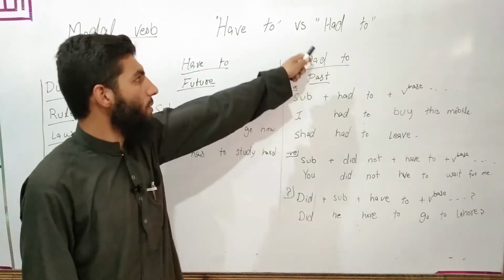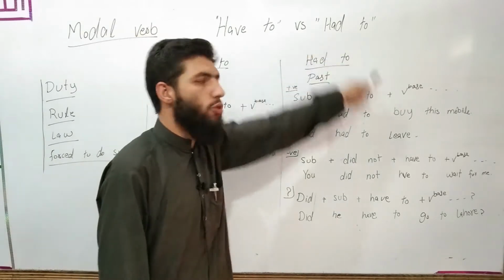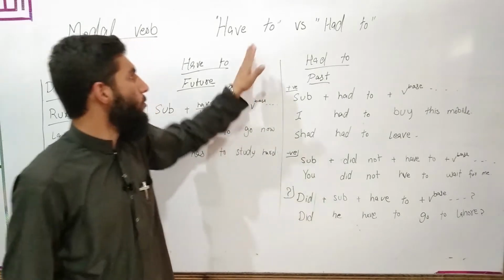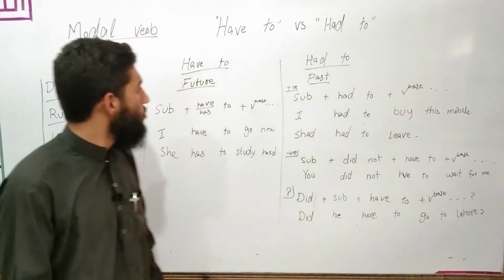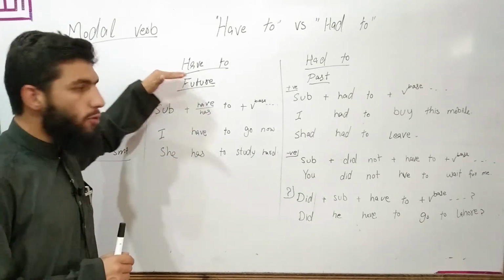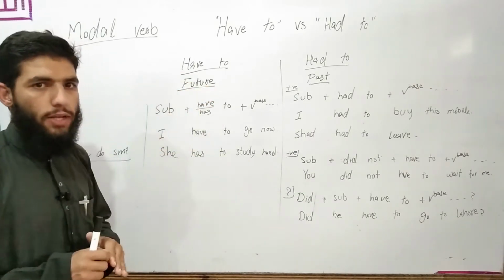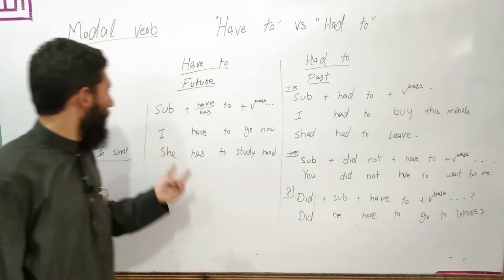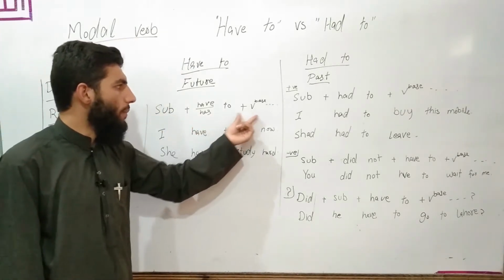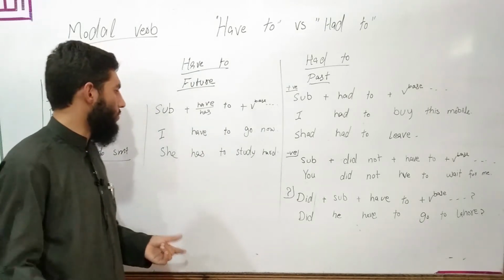The difference between have to and had to. Their functions are the same. Have to is used for the future. Subject plus have to or has to plus verb base form and rest of the sentence.